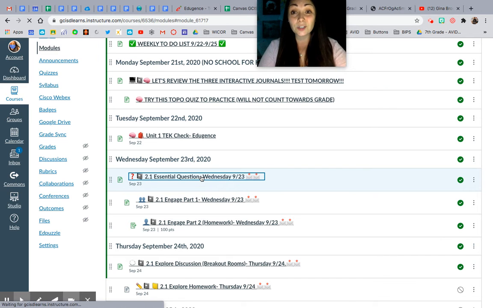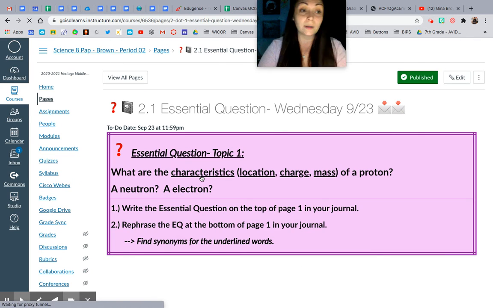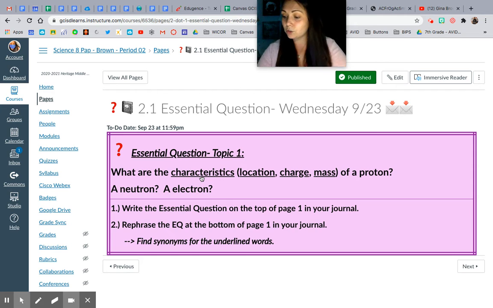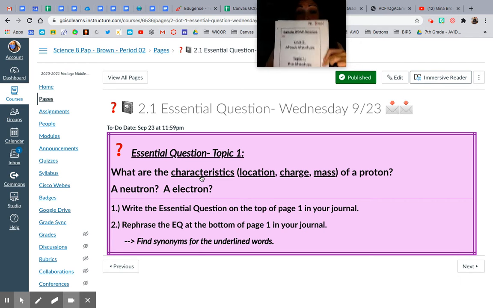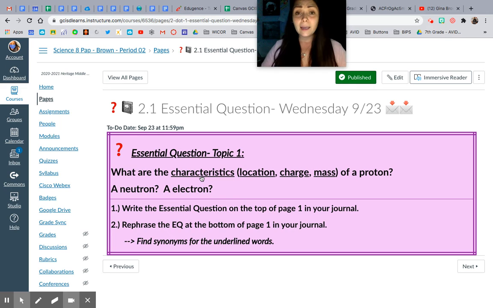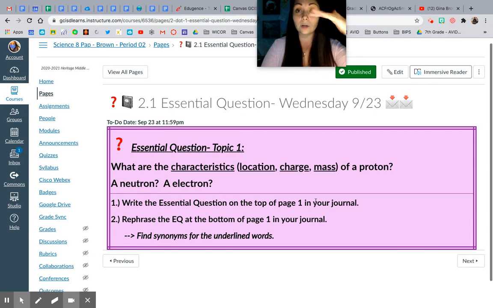So I always like to start by going over the essential question. We always rephrase it, and we always add it to our trusty, dusty Unit 2 science journal. So if you didn't come pick it up, make sure you pick it up because we are using it. So it says, write the essential question at the top, and then write the rephrased essential question at the bottom. And y'all are going to rephrase the words that are underlined. So rephrase characteristics, location, charge, like plus or minus, and then mass. So original essential question on the top, rephrased essential question on the bottom.